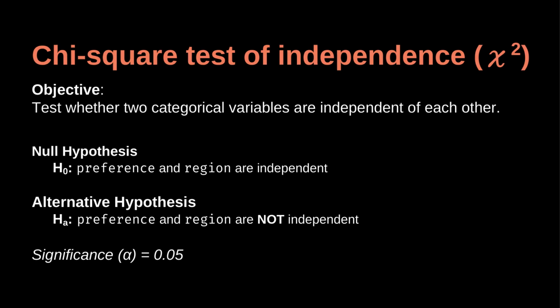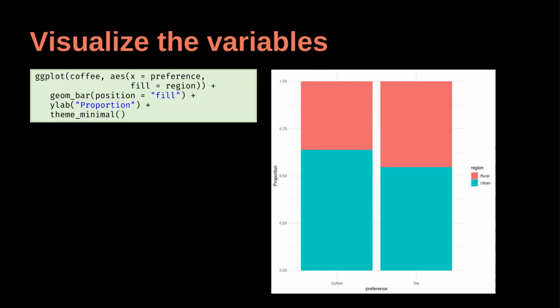The key question we are asking here is, are coffee preference and region independent of each other? Like all hypothesis tests, we set up the null and alternative hypothesis. Our null hypothesis H0 states that the two variables, preference and region, are independent of each other. That is, a person's coffee preference is not related to whether they live in an urban or rural setting. And the alternative hypothesis HA states that the two variables, preference and region, are dependent. This means that where a person lives does influence whether they have a preference towards coffee. Before running the chi-square test, let's explore the data visually.